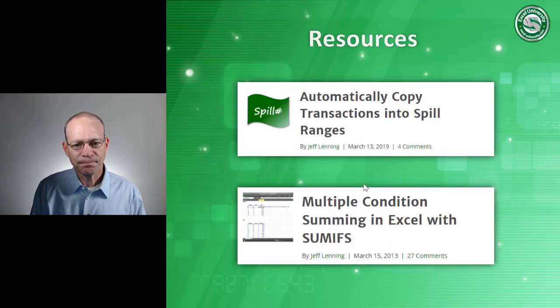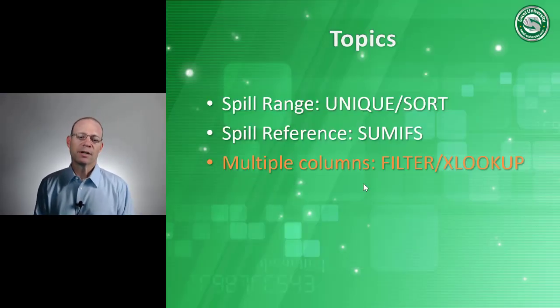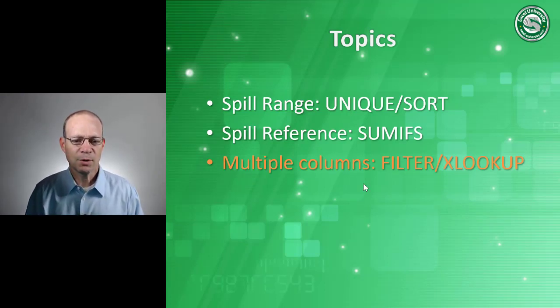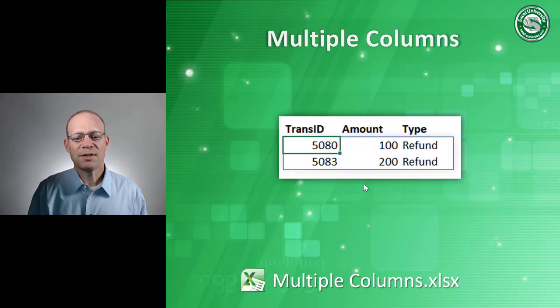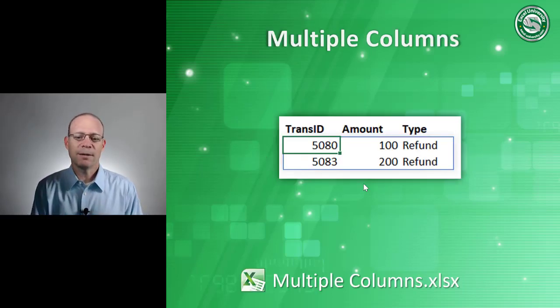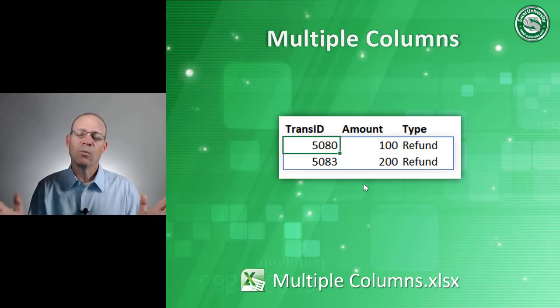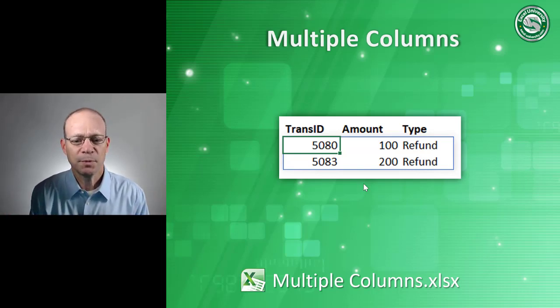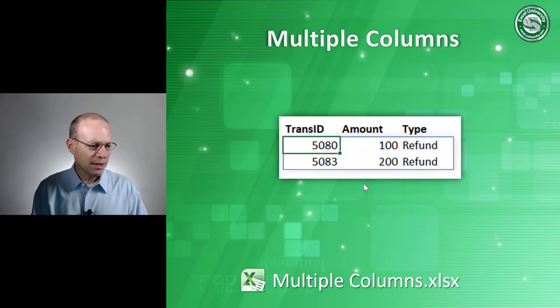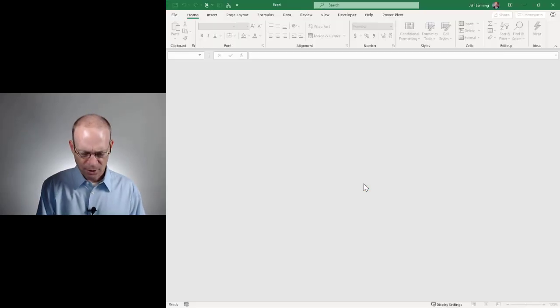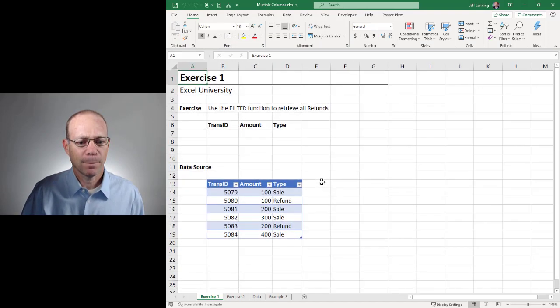Let's go back here and let's go to our final little segment here. This is called multiple columns. So far, our formulas have spilled down, right? But I wanted to let you know that they can also spill horizontally or into multiple columns. So let me go ahead and open up a workbook called Multiple Columns.